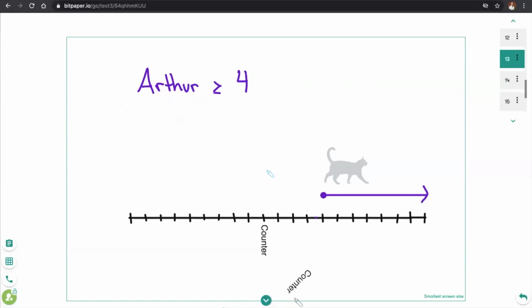Now, if we write that as an inequality and we replace Arthur's food with an X, let's draw that in blue here. We're going to have that Arthur's food, or X, is greater than or equal to 4. And if we draw that on our number line, we're going to have X is greater than or equal to 4. So with an arrow getting bigger than 4. And again, we have that filled in circle to begin with.